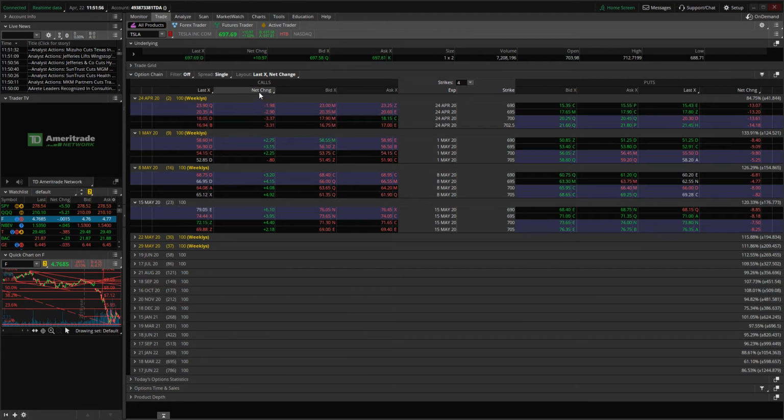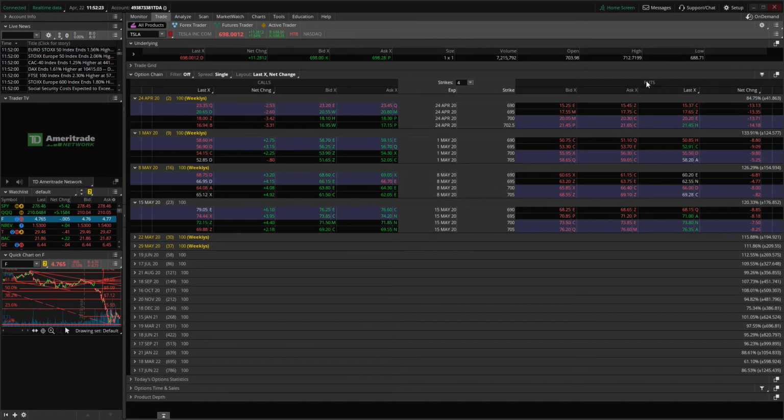So after that, we have the net change. This is the change in price for the day. So today, these contracts lost about $2, $3. This is where you see how much they gained or lost. And then you have the bid, which is what people are trying to buy them for. And you have the ask, which is what sellers are trying to sell them for. And usually you pay somewhere in the middle, in between those two.